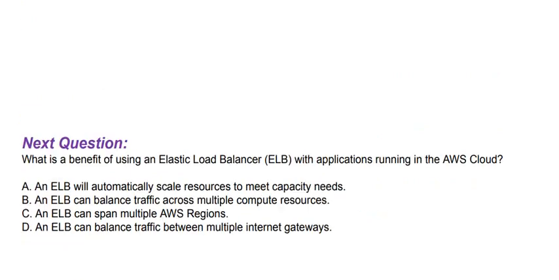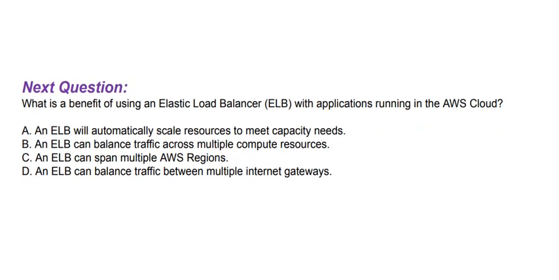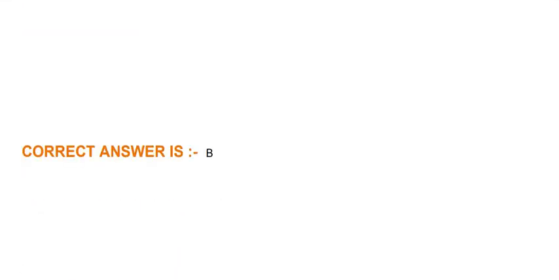Moving to next question. What is a benefit of using an elastic load balancer with applications running in the AWS cloud? Option A, an ELB will automatically scale resources to meet capacity needs. Option B, an ELB can balance traffic across multiple compute resources. Option C, an ELB can span multiple AWS regions. And option D, an ELB can balance traffic between multiple internet gateways. The correct answer is option B.